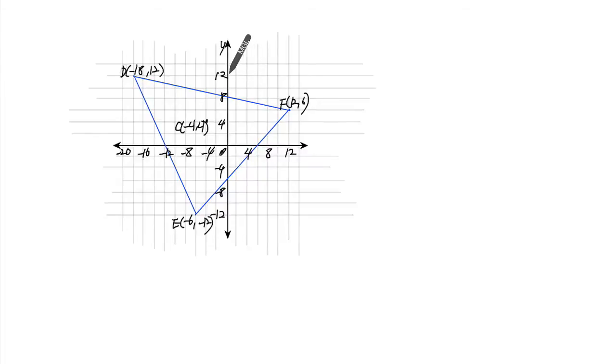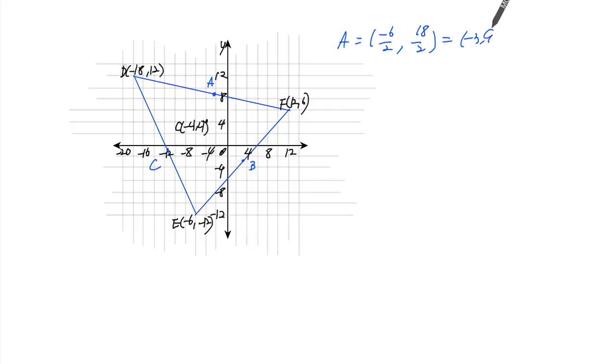Okay, for the right bisectors, I need the midpoints. Let's call this first midpoint right here A, this one B, and this one right here C. So A will be the midpoint between F and D. So let's add those two, and you get negative 6 over 2. 12 plus 6 is 18 over 2.